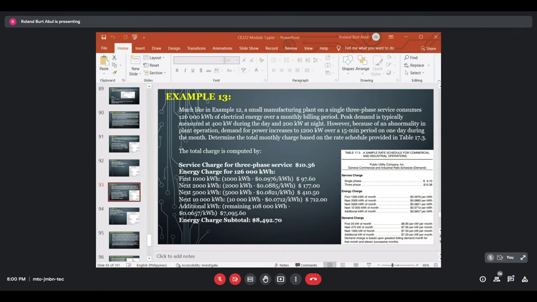So, first of all, atong service charge is since three-phase man ni siya, so balik ta sa 10.36 nga rate. So karon, kinsay pwede mo-explain sa energy charge ug unsaon pagkuha? Kinsay willing?